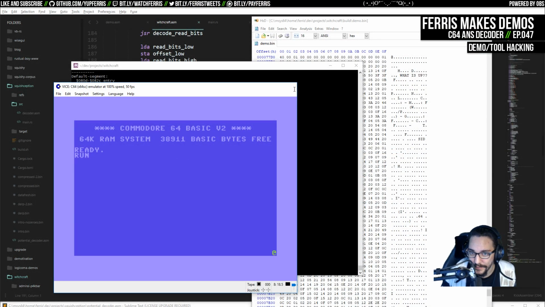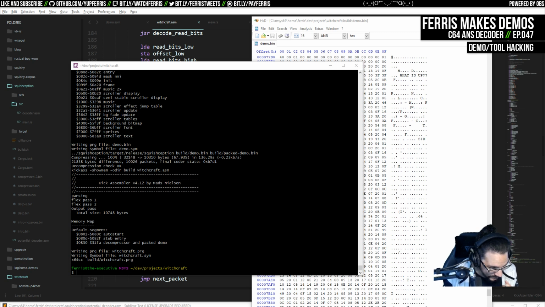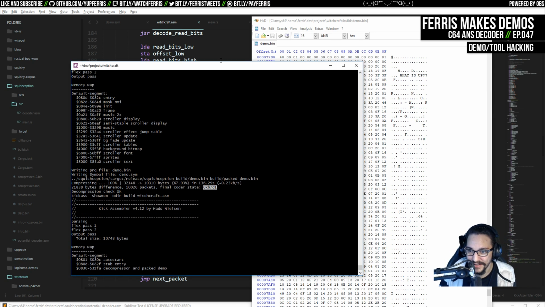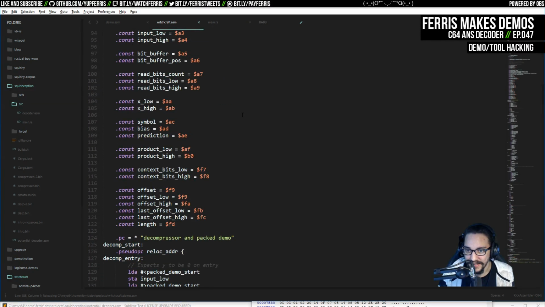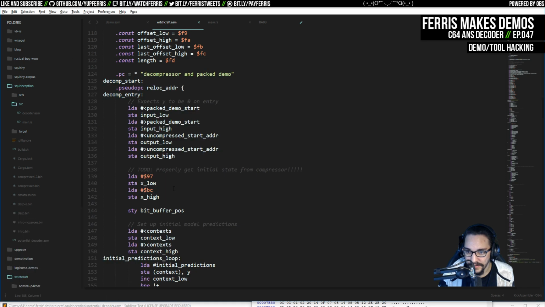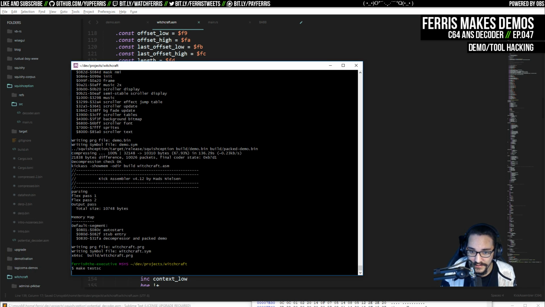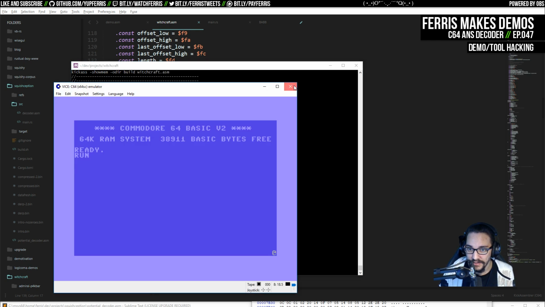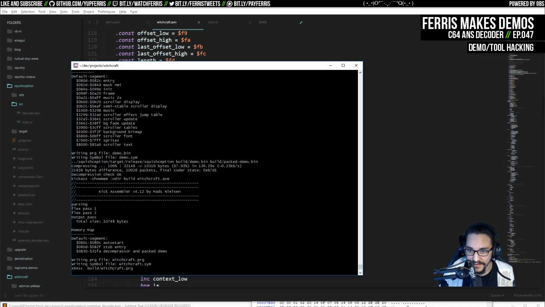Okay, so this is running now, but I actually want to run this in the debugger. It did finish compressing, because we also have to change the last coder state here to match anyway. So B7D1. Now I would expect it'll work. Also, this compressed size is like 2K smaller than it was when I actually did that. So that's pretty great.